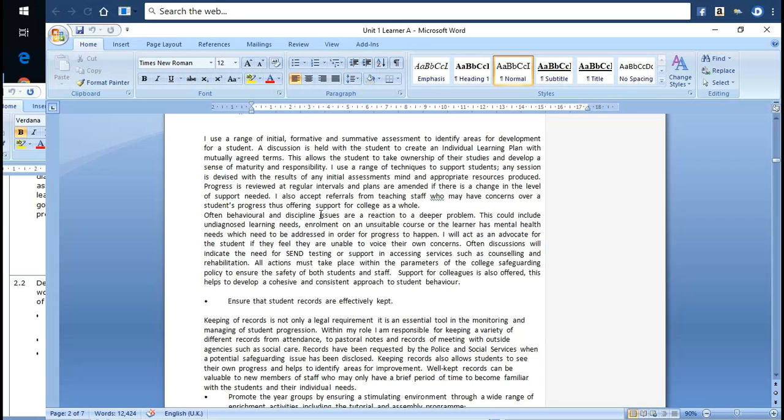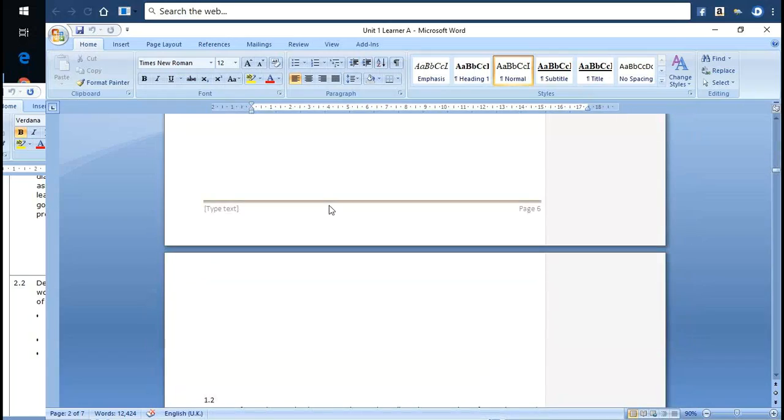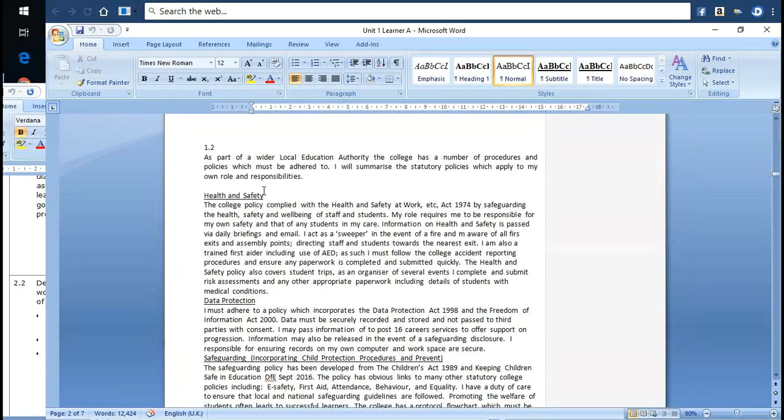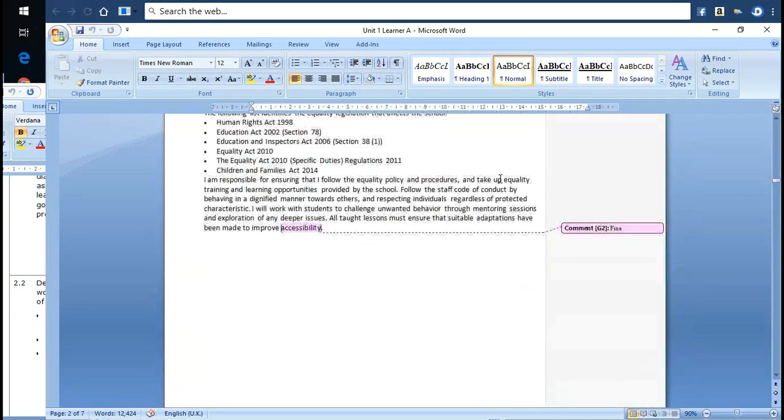This girl had a very complex role, so they don't need to write all this. She was also one of those that would write a paragraph where a sentence would do. Not complaining, that was just the start. So again, then it just moves on. 1.2, health and safety, data protection, and just writes a bit about each one, yeah.